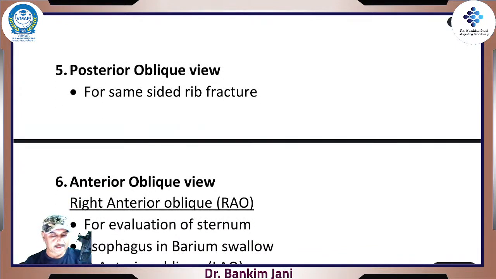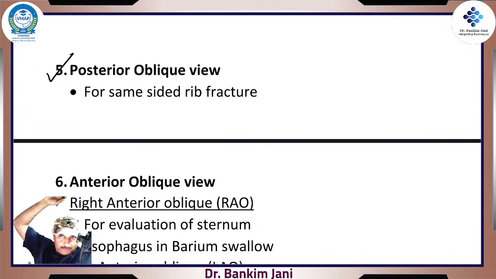The next is oblique angles, right? Oblique angles. This is for same-sided rib fracture, because when you take it at an angle, if there is a fracture, you want that broken piece to be near the X-ray plate. So that's why you adjust the angle and then you take the X-ray. This is for same-sided rib fracture. Obviously, that side should be near the X-ray plate.